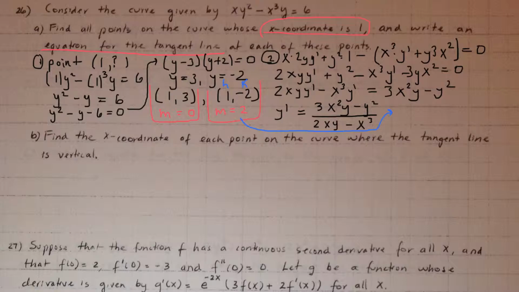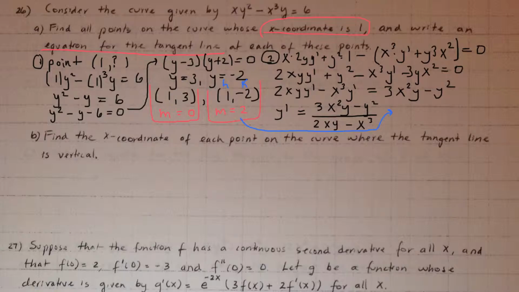So I went ahead and plugged in the values, and I got that the slope is 0 when I plug (1, 3) into the slope equation, and I get that the slope is 2 when I plug (1, -2) into the same slope equation. So remember, 2 tangent lines. I'm just going to write the equation of the tangent line for the point (1, -2). You can do the rest.